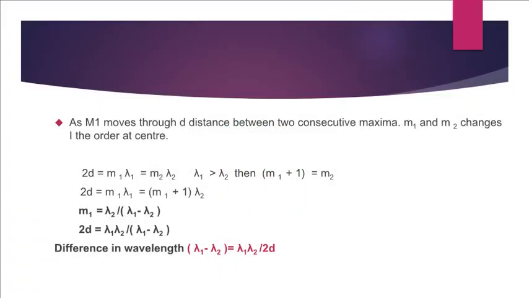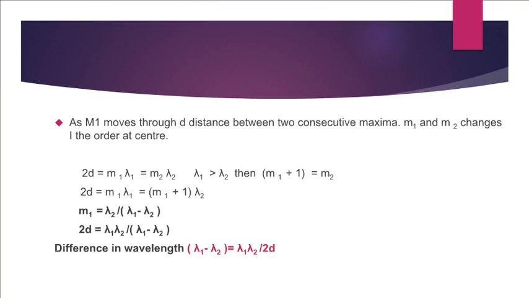Again move M1, and the fringes become very bright. This is possible when the mth order of the longer wavelength coincides with the (m+1)th order of the shorter wavelength. As M1 moves through a distance d between 2 consecutive maxima, m1 and m2 change in the order at the center. We can write the condition for maxima as 2d equals m1 lambda 1 equals m2 lambda 2. If lambda 1 is greater than lambda 2 then m1 plus 1 equals m2. On substituting we get 2d equals m1 lambda 1 equals (m1 plus 1) lambda 2.